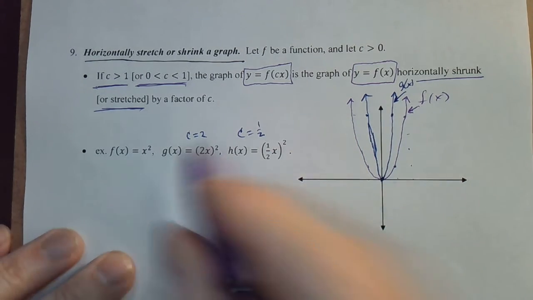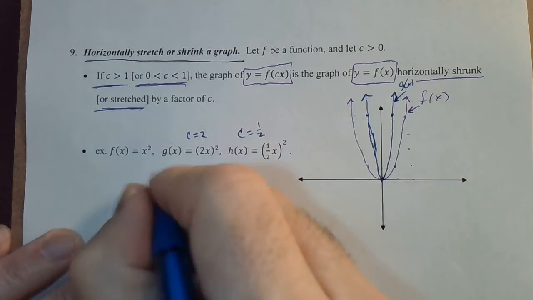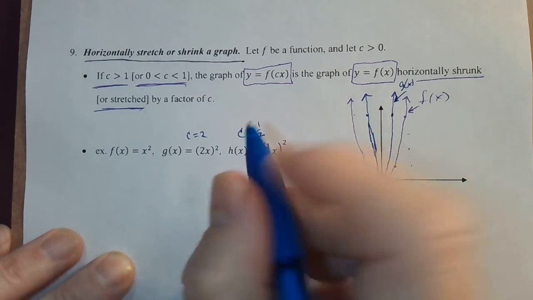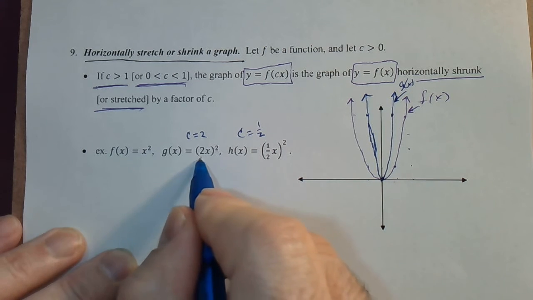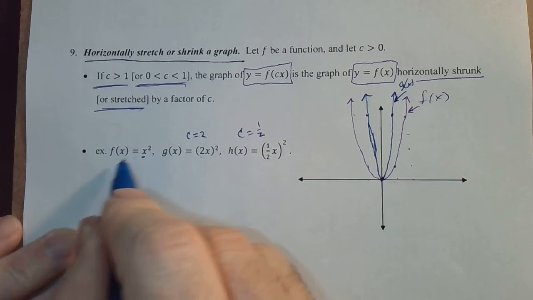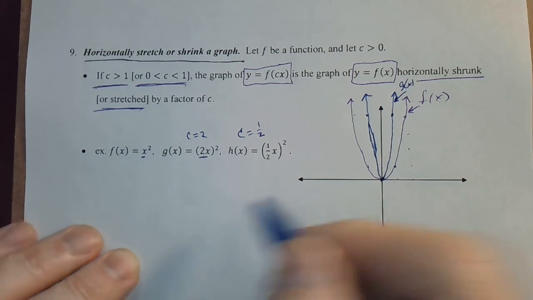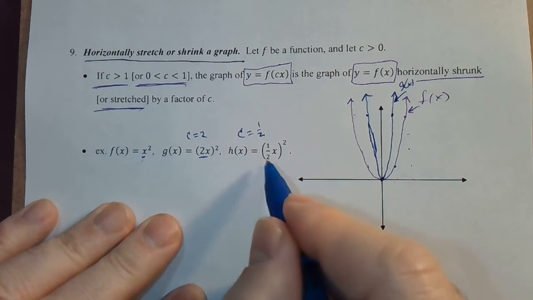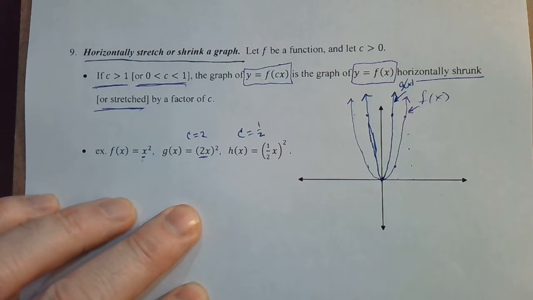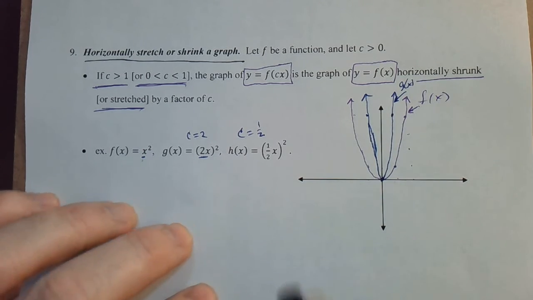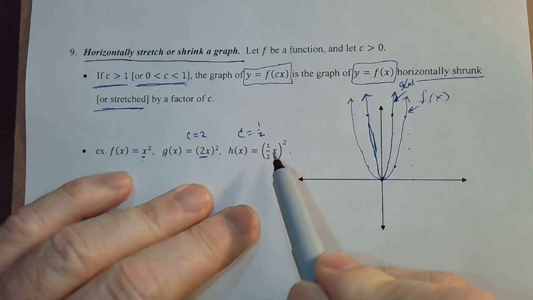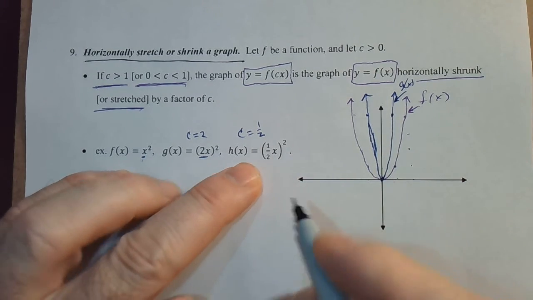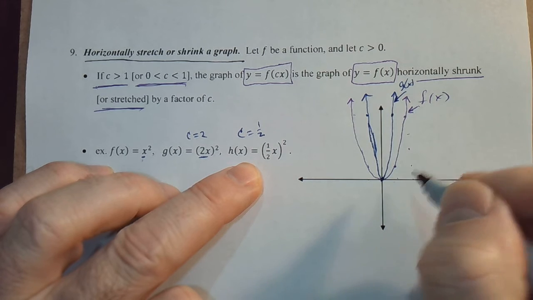So h, well, let me first write down what g is. I really can't write that in a nice way, other than recognizing that we replaced x with 2x. And here we're replacing x with 1/2 x. So if you plug in a 0, what do you get? Well, h of 0 is going to be 1/2 times 0 squared, so that's 0. So same point, just like we expected.